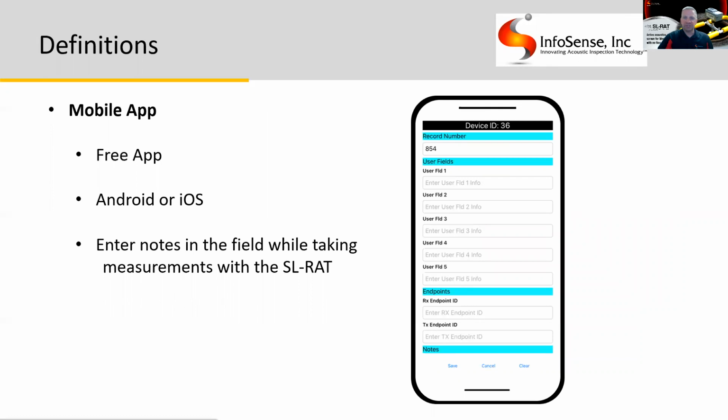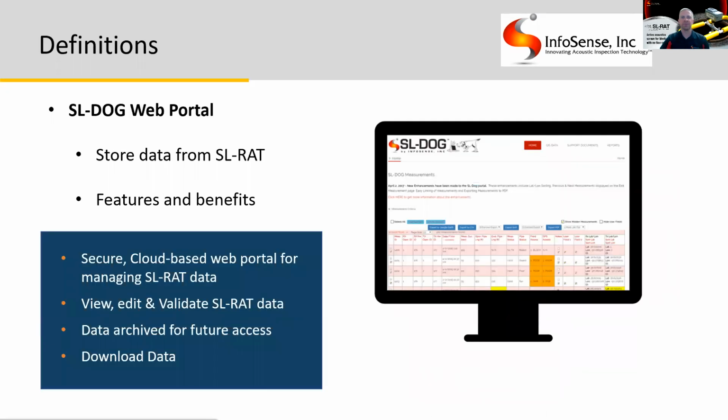The mobile application is a free app that can be installed on an Android or iOS phone or tablet to be used in the field while taking measurements with the SLRAT. Using this app, you can enter asset IDs, such as manhole IDs and pipe segment IDs, field notes, basin numbers, condition assessments, and other data that would directly correlate to the particular pipe segment or manhole.